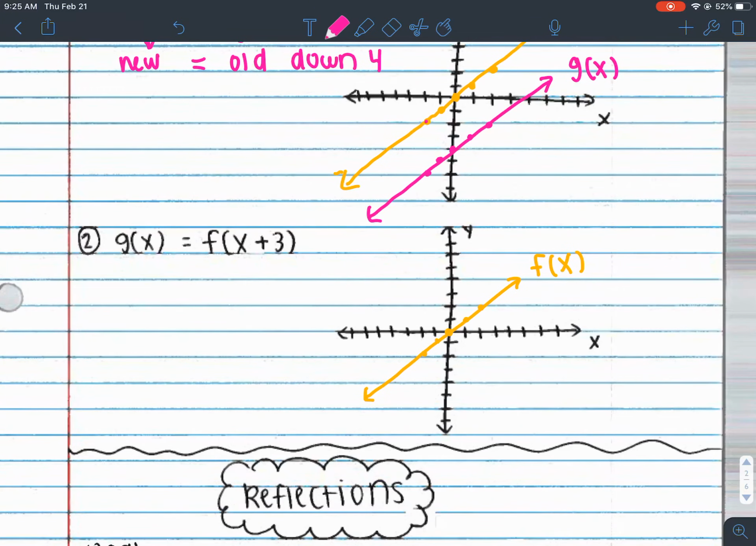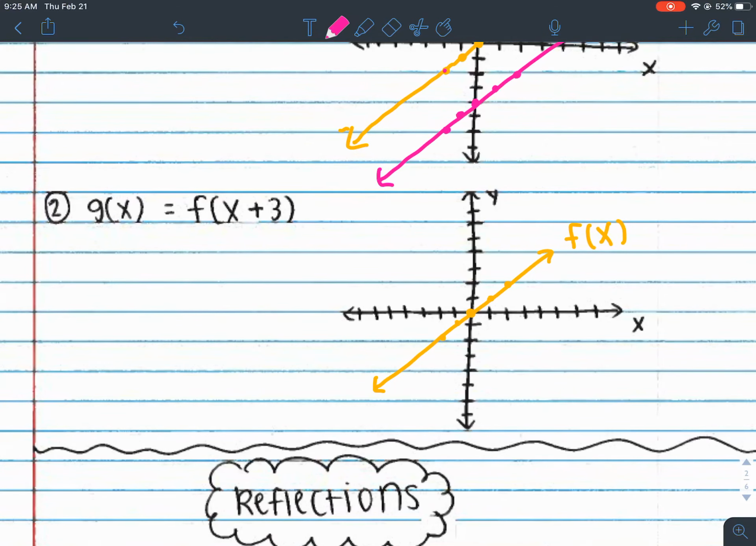Okay, moving on, we have g of x equals f of x plus 3. So again, I already graphed my original line, but now I need to translate what that means. So the g of x is going to be my new function. Okay, it's telling me that I'm going to take my old function, my f of x, and then there's an x plus 3 on the inside of my parentheses. So I'm in the house with my x. You're wanting to think I'm going to go to the right 3, but you're wanting to do the opposite. So you're going to go to the left 3.